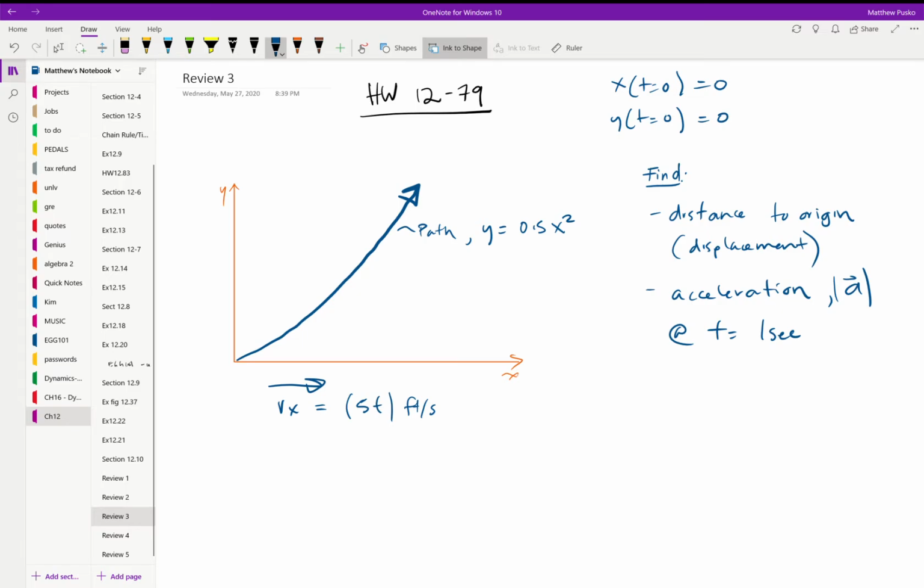Okay, we're given a path of a particle, and that is a function of x. Y is equal to 0.5x squared. They also give us the initial conditions that it starts at the origin at t is equal to 0. So we can call this 0, 0. They tell us that the velocity in the x direction is a function of time. It is 5t. They want us to find the distance to the origin, or whatever its displacement is.